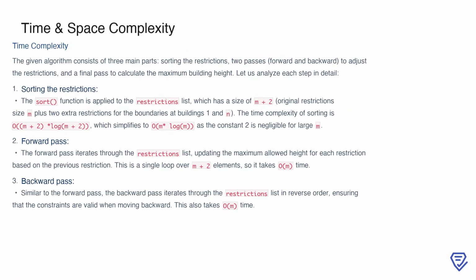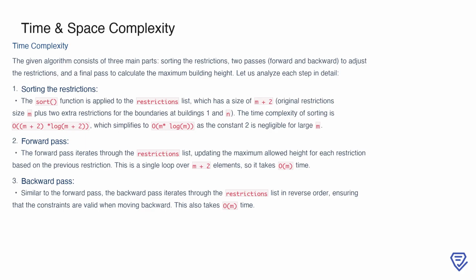Now, let's break down the time complexity of the algorithm by analyzing its main components. First, consider the sorting step. We apply the sort function to the restrictions list, which includes the original m restrictions plus 2 additional boundary restrictions. Since sorting a list of size m plus 2 takes O, m plus 2, * log, m plus 2, and for large values of m, the constant 2 becomes negligible, this simplifies to O, m * log m.